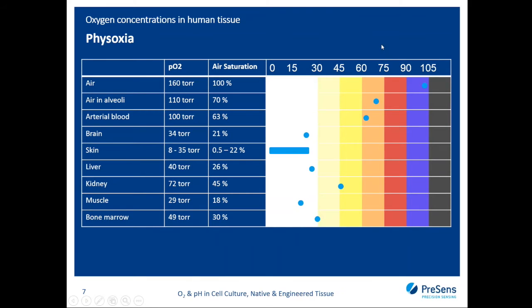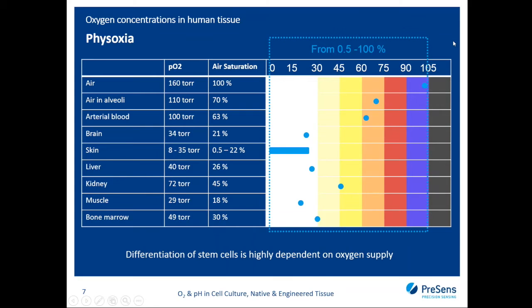Even in skin, it's pretty variable, so the values for oxygenation in skin can be from 0.5% air saturation up to 22% air saturation. So if you want to, for example, grow your cells at physiological conditions, you have to know the exact values that are present in your culture or in your tissue construct or in your native tissue. Even if you work with stem cells, it's pretty critical because the differentiation of the stem cells is highly dependent on the oxygen supply.